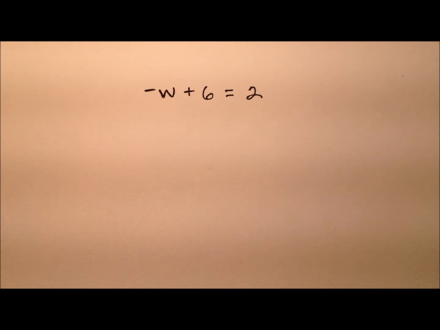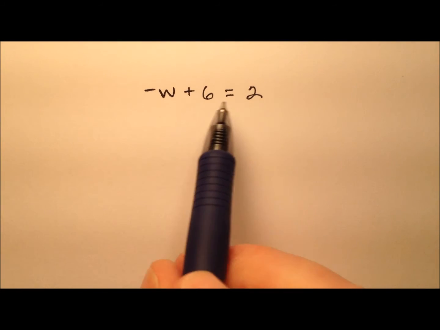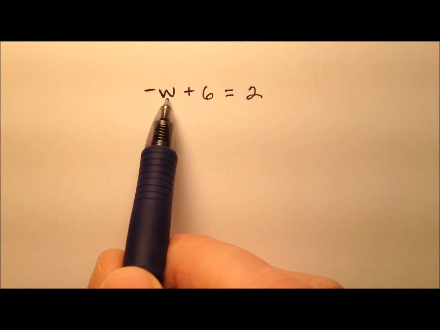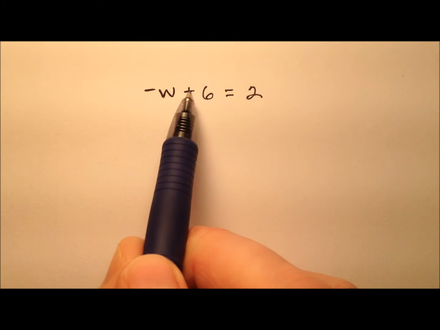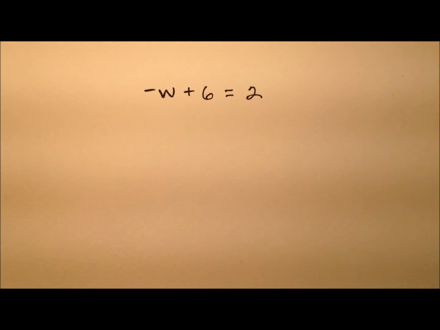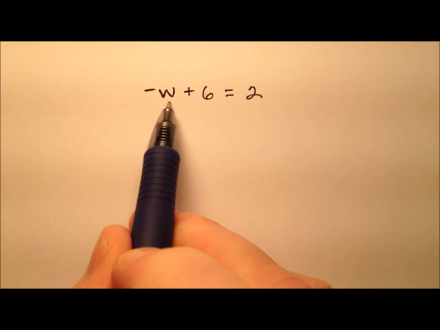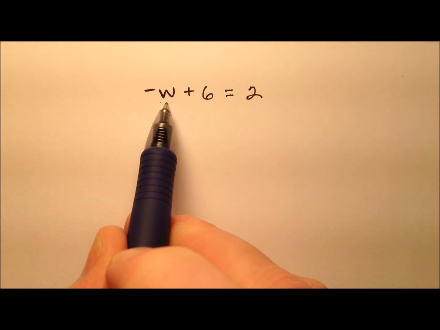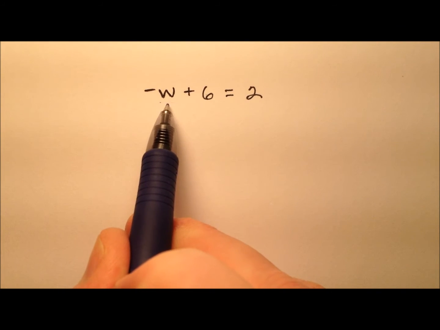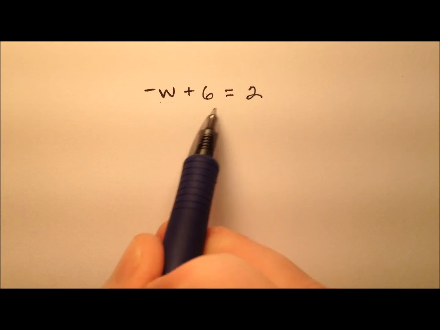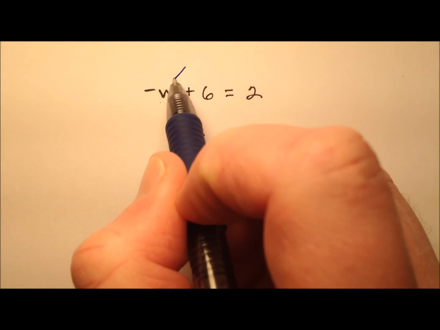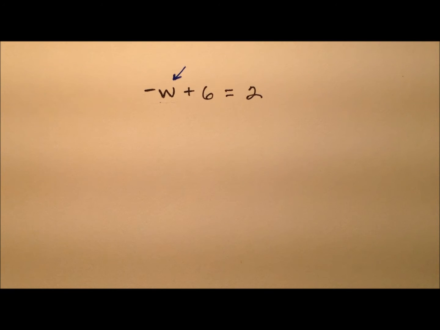In this example, we're going to go ahead and solve this equation. It looks like we have the opposite of some number w plus 6 equals 2. All right, so we're trying to solve for this variable w. We don't know what the value is right now, but we're trying to find it. So we can use our properties of equality and isolate this w on one side of the equation all by itself, and then we'll know what the value of w is.